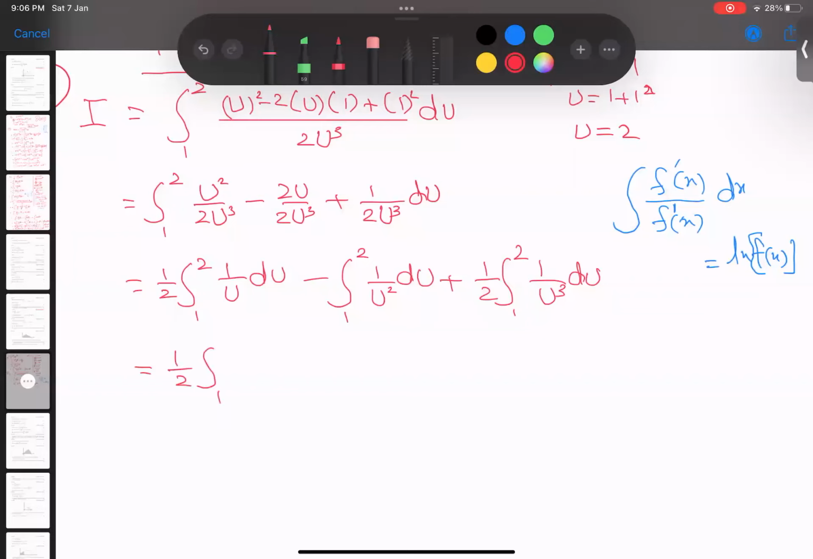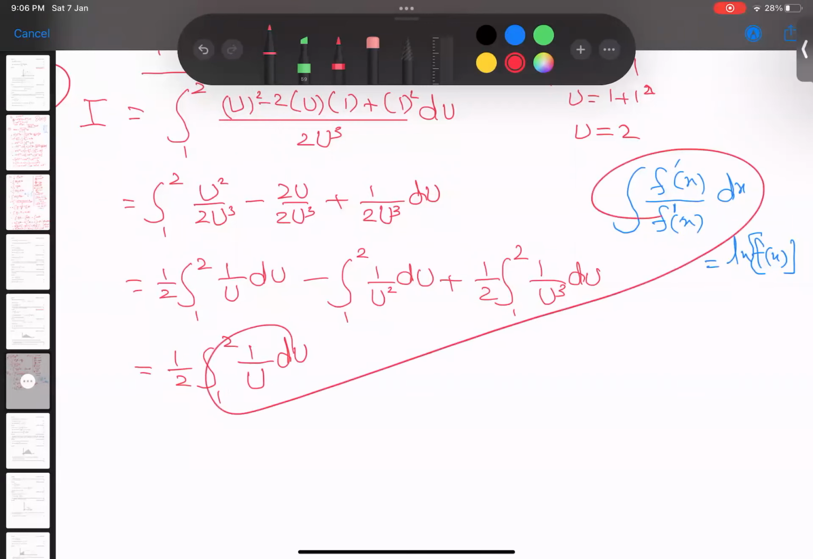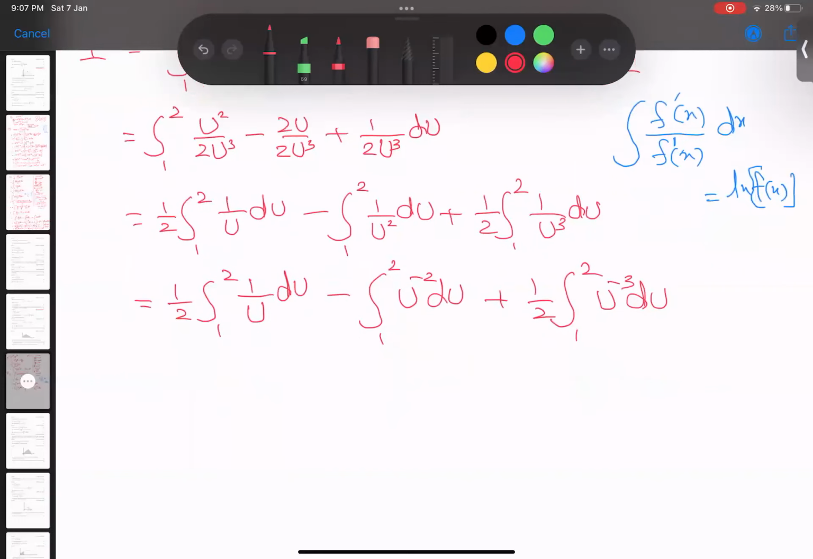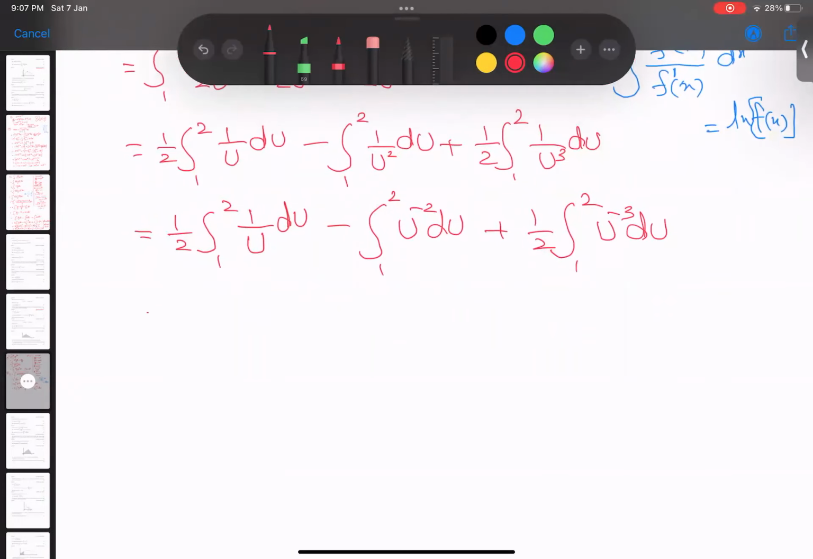Here I'm not doing anything else because u is down, and its derivative 1 is available up. This rule is applicable here. But this one, I will bring it up. I am bound to bring it up, otherwise I can't integrate. Even this, I'll bring it up, 1 to 2, u to power -3. So now I'm starting integration and every person knows now what is the way to do it. Here I got logarithm of u.